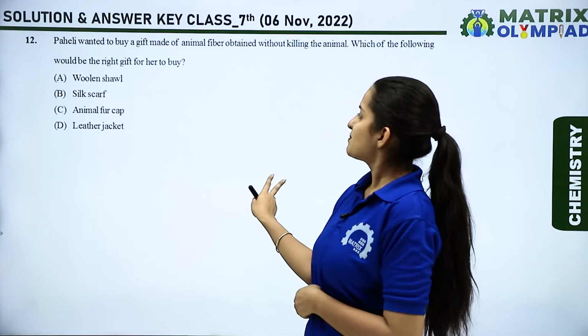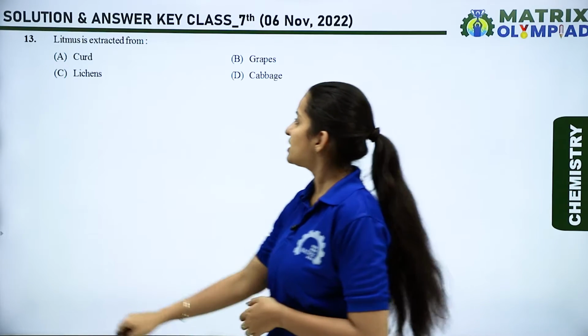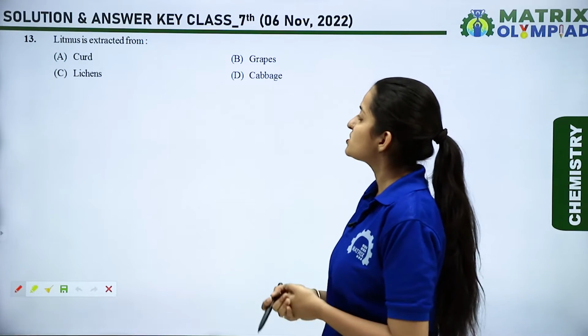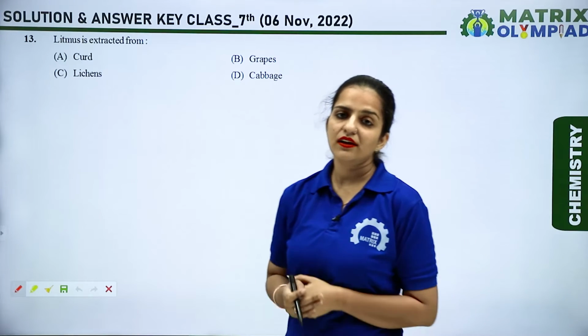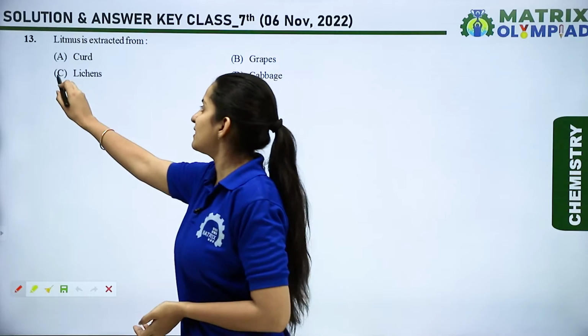Next question is, litmus is extracted from: option A curd, option B grapes, option C lichens and option D cabbage. Litmus is an indicator, so it is extracted from the lichens. So option C is correct here.